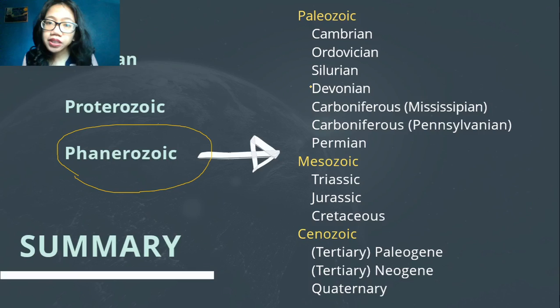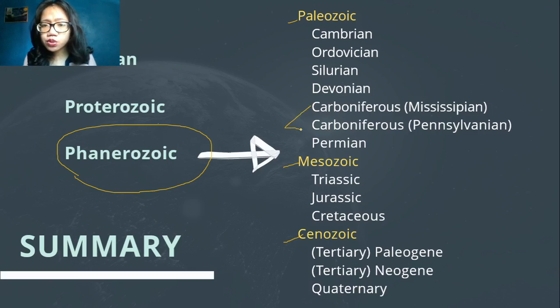So the Phanerozoic eon is made up of three eras. We have the Paleozoic era, the Mesozoic era, and the Cenozoic era. Okay, so we will be going through the Paleozoic era in this video. So, as you can notice, the Paleozoic era is made up of periods. You have the Cambrian period, the Ordovician period, the Silurian, Devonian.